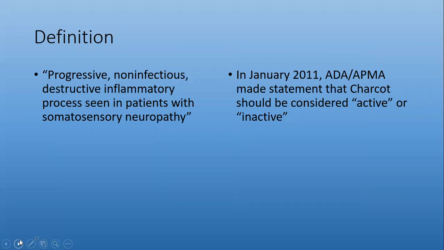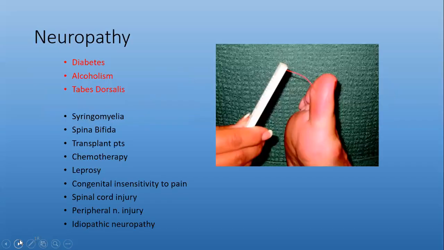So we define Charcot as a progressive non-infectious destruction, an inflammatory process seen in patients with some kind of somatosensory neuropathy. And that was what the ADA defined as what exactly is Charcot in 2011.